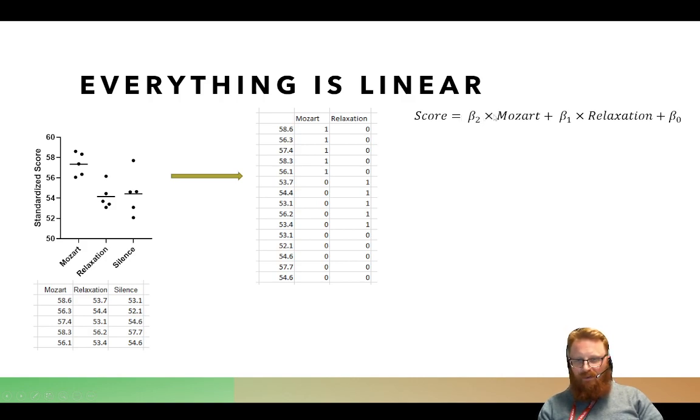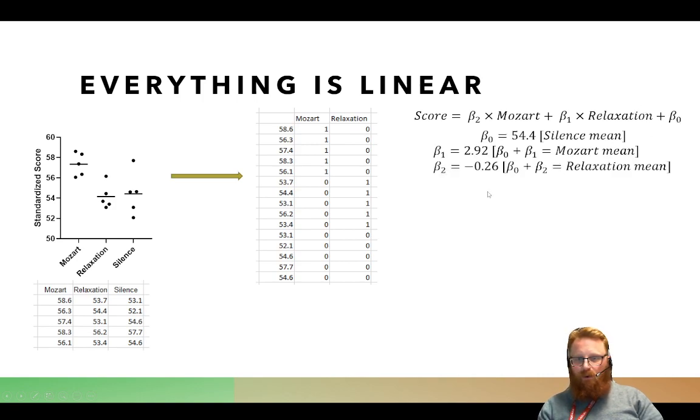Now, what am I doing here? Why am I saying beta times Mozart plus beta times relaxation? Well, let's look at this one. It's trying to fit this value here. So Mozart is 1, so this takes on 1. Beta 1 is the coefficient for relaxation, and relaxation is 0 for this. So this times 0 turns to 0, and plus beta 0. So what do we end up getting? Well, we end up getting that beta 0 is the silence mean.